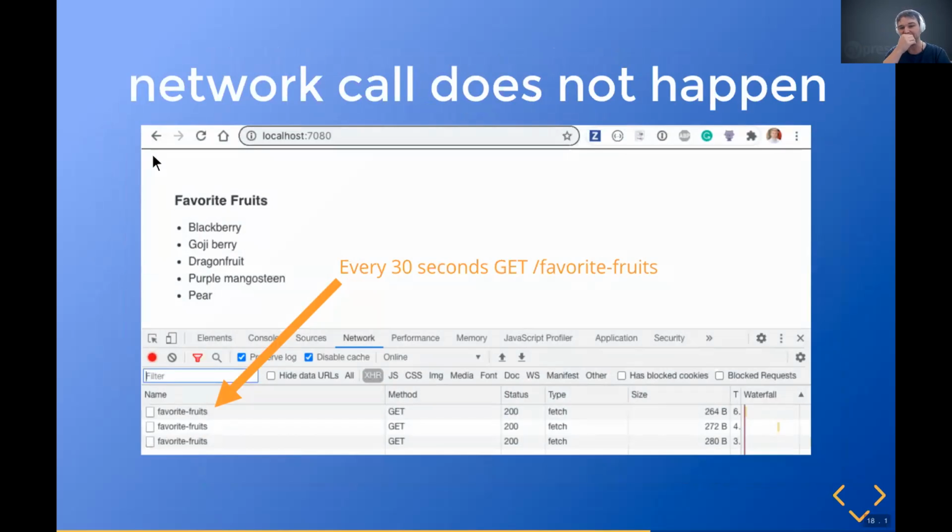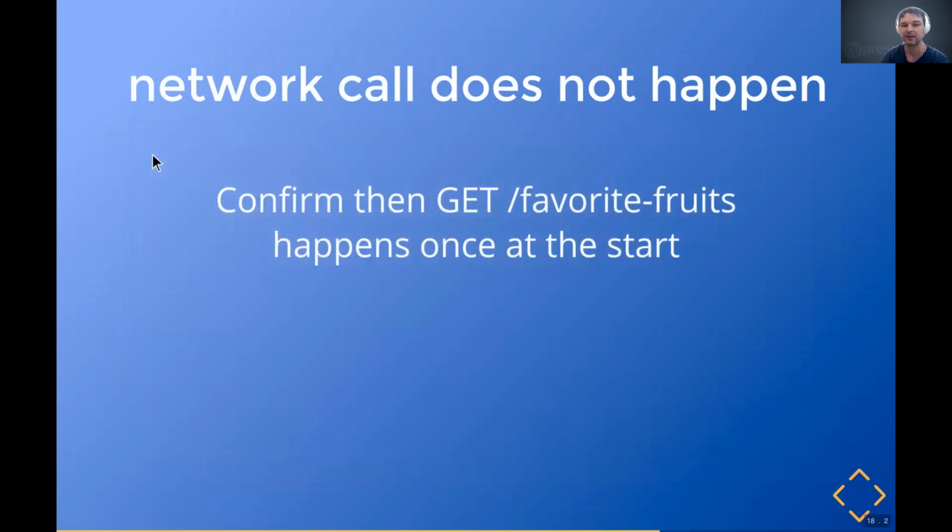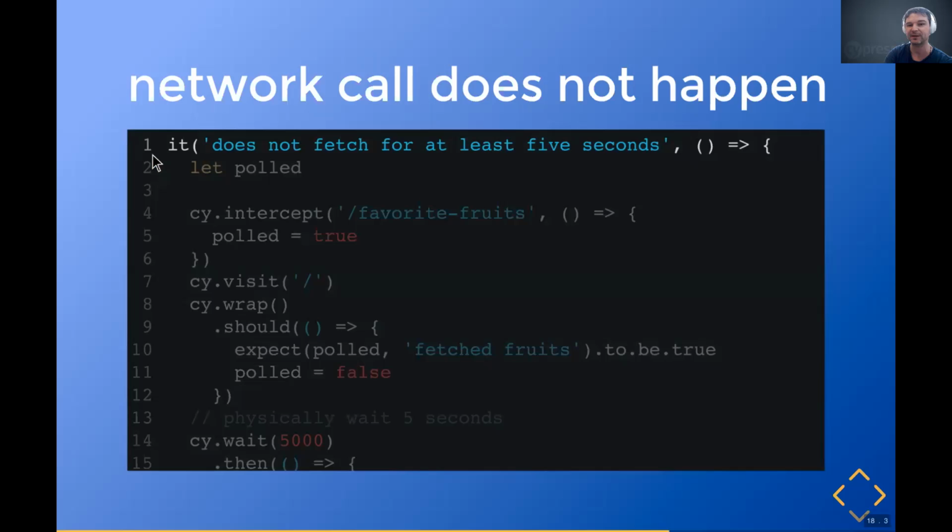So one of the interesting things is what happens if you want to confirm that the application is not making a network call. So this is a tough one. Imagine my application actually polls the backend every 30 seconds. So it loads, makes an AJAX request, and then 30 seconds later gets the new list of items. Well, you can confirm that this happens once.